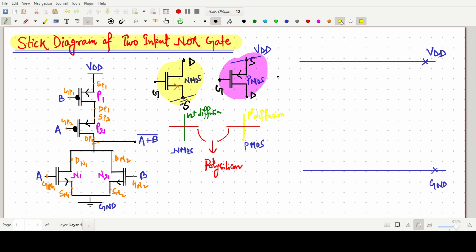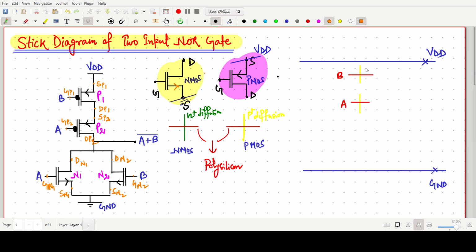Okay, two PMOS structure. So what we can do, one PMOS for one line. Two PMOS and two polysilicon lines I am making like this. Okay, clear. So this one is our B terminal, this one is our A terminal, and this one is our gate terminal.